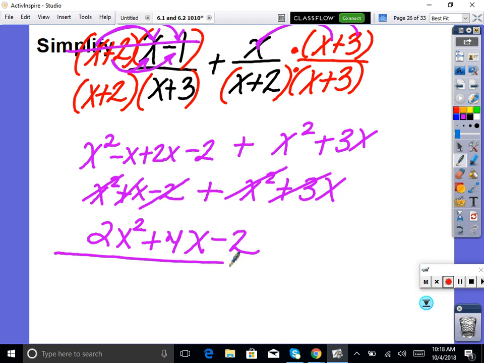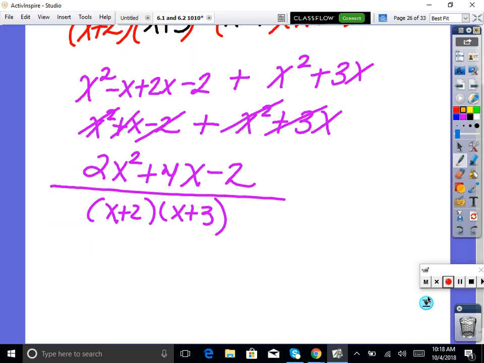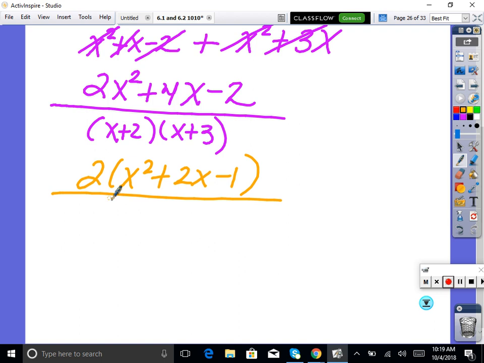Now we can write that's all over the denominator of x plus 2 and x plus 3. You'd say that's my answer. Now I just need to see if it simplifies. So what we're going to do is factor the numerator, factor the denominator, and divide out exact factors only. So let's see if that quadratic factors. Oh, well, actually, let's pull out a greatest common factor. What would I pull out? Left is x squared plus 2x minus 1, and then that's all over x plus 2, x plus 3.